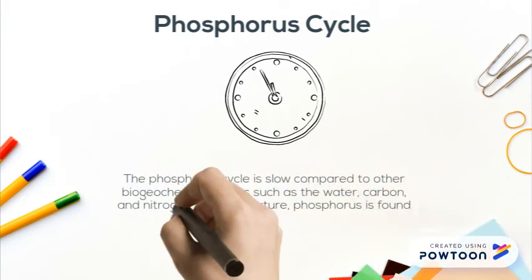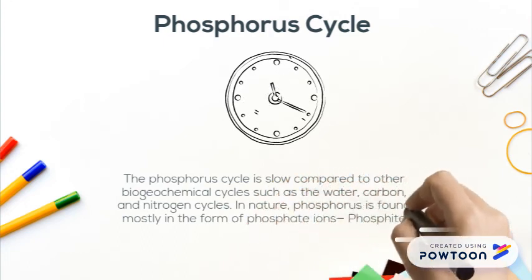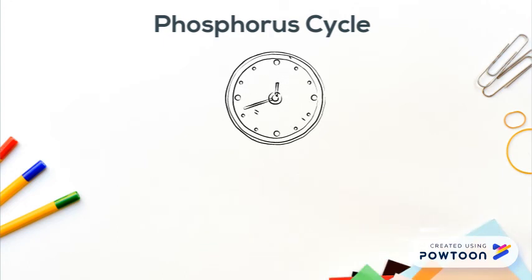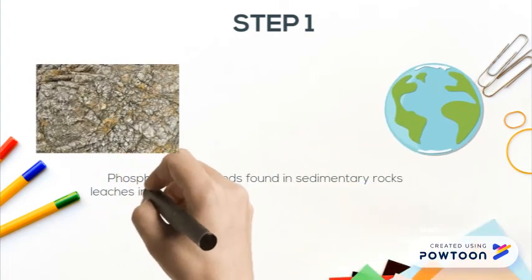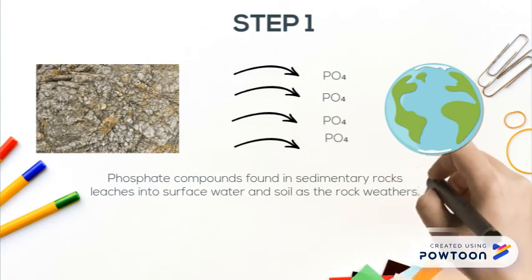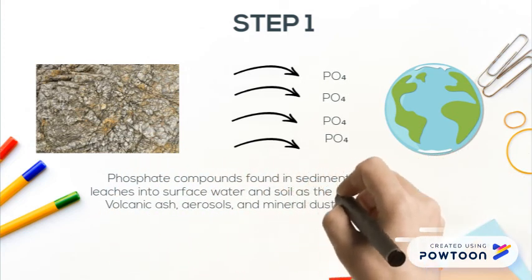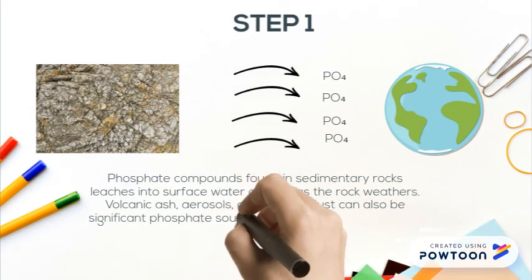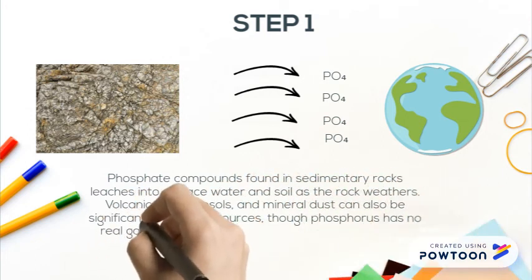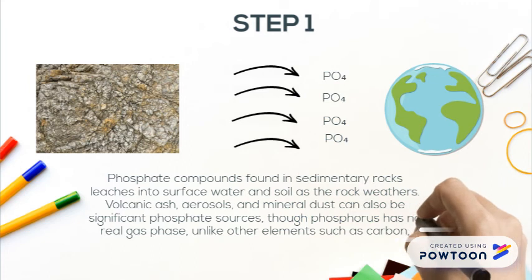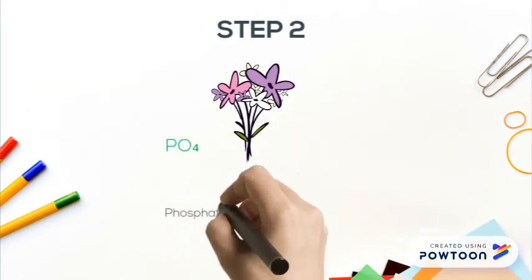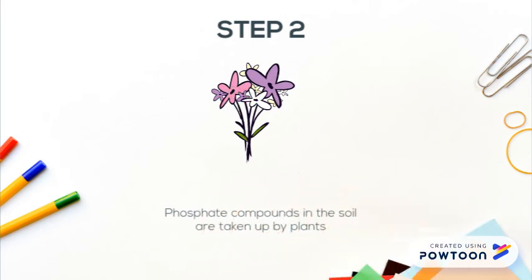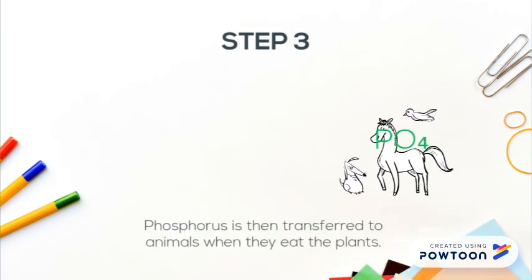In nature, phosphorus is found mostly in the form of phosphate ions, phosphite and phosphate. Step 1. Phosphate compounds found in sedimentary rock leach into surface water and soil as the rock weathers. Volcanic ash, aerosols, and mineral dust can also be significant phosphate sources, though phosphorus has no real gas phase, unlike other elements such as carbon, nitrogen, and sulfur. Step 2. Phosphate compounds in the soil are taken up by plants. Step 3. Phosphorus is then transferred to animals when they eat the plants.